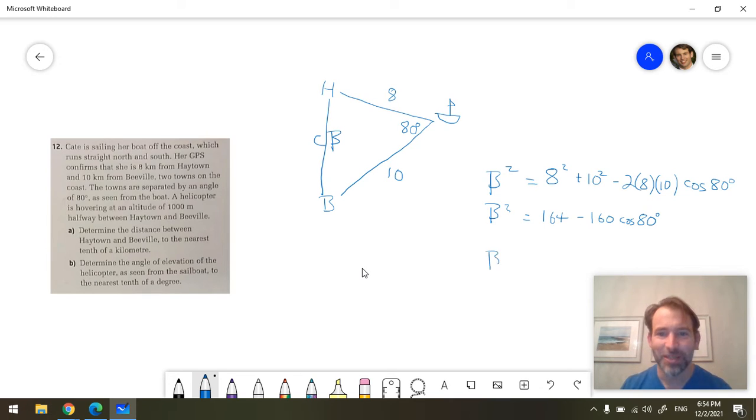So B squared equals 136.2, and so on. I'm just going to keep it on my calculator. I take the square root of both sides to find B equals the square root of the answer, 12.7. So it's 12.7 kilometers between these two places, and that doesn't surprise me in the slightest. That looks pretty well like 13. So we'll keep it as 12.7 to the nearest tenth of a kilometer.